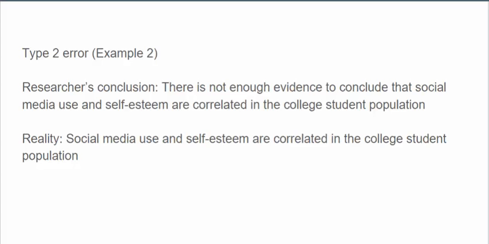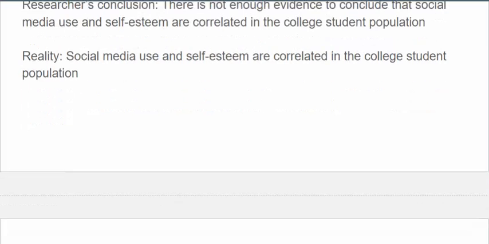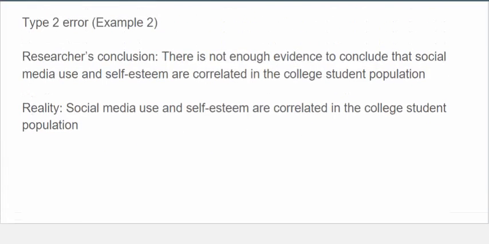That's a type 2 error because, like I said, it's like a miss. Something is actually out there, but you simply missed it. You didn't end up observing it. So that's type 1 error and type 2 error.